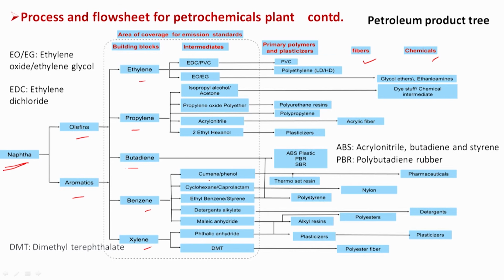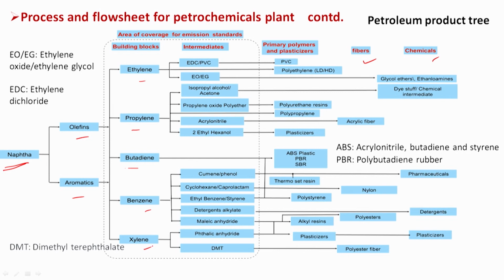From benzene we can get cumene, phenol, cyclohexane, caprolactam, ethyl benzene, styrene, detergents, acrylate, maleic anhydride, which are converted into the different products as mentioned here, that is pharmaceuticals, thermoset resins, nylon, polystyrene, detergents, alkyl resins and polyesters.